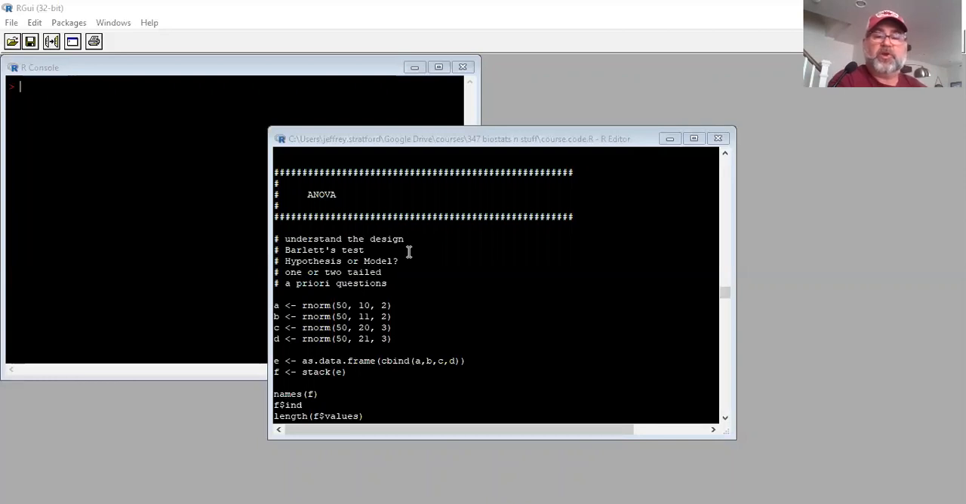You should understand if you're doing a one-tailed or two-tailed test. So do you expect things to get taller with your treatments, or shorter or slower? And then any a priori questions.